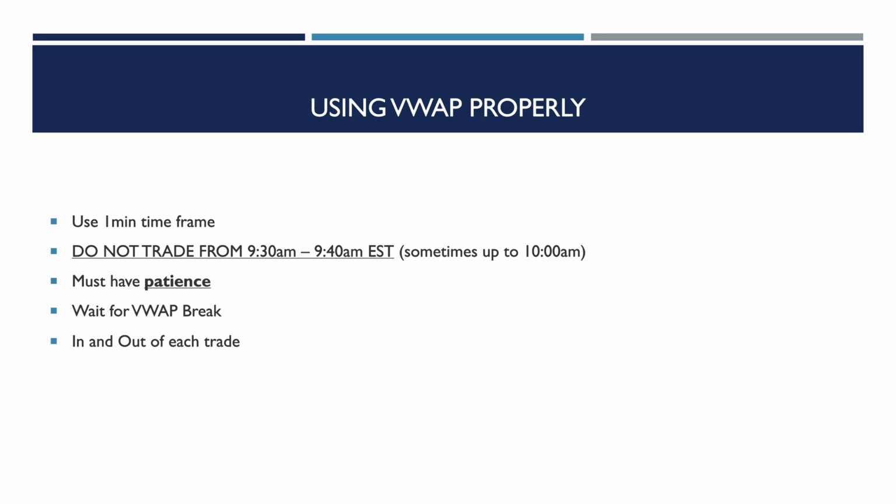We want to be patient. We're not chasing anything. We just want to be patient and let the money come to us. Let the indicator come to us. Let the confirmation come to us. I don't care if you're desperate to make $100. You do not chase anything. We wait for the confirmation. All right. So wait for a VWAP break. I'm going to show you guys exactly what that means.